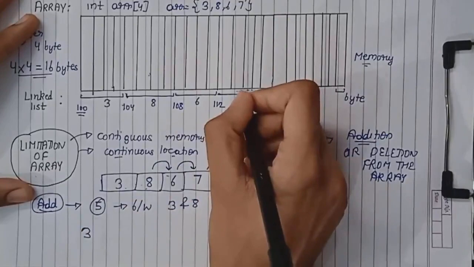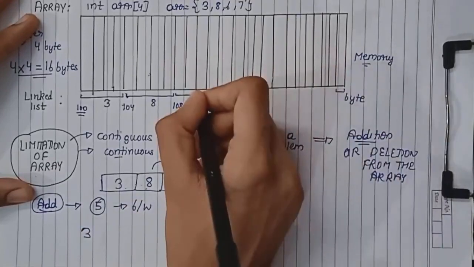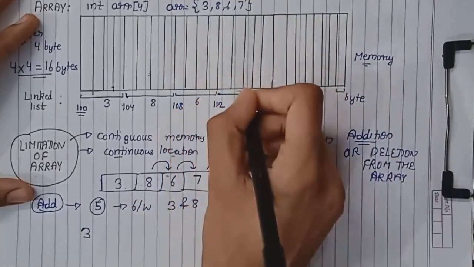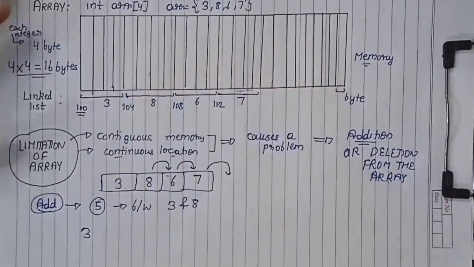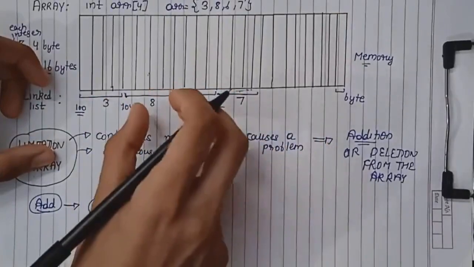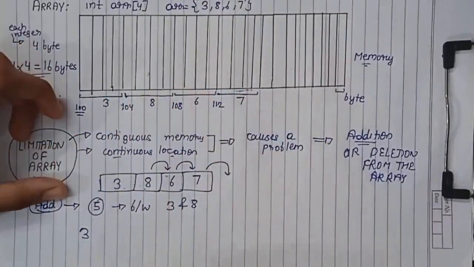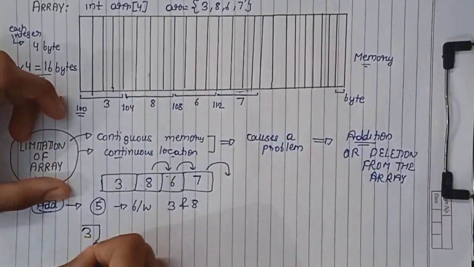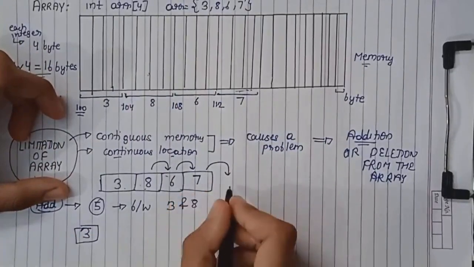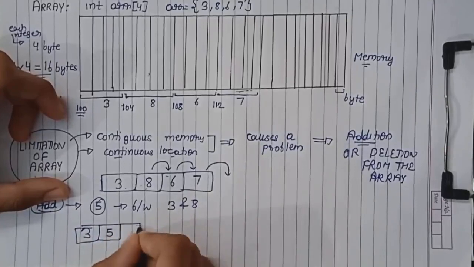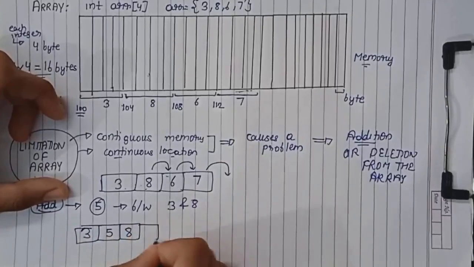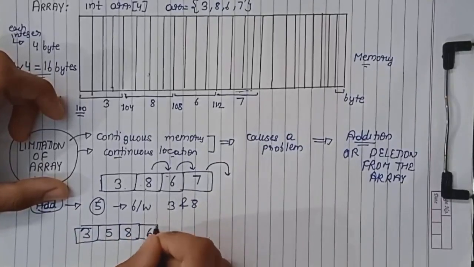That is, this 7 will be shifted this side, this 6 will be shifted to the place of 7, and this 8 will be shifted to the place of 6, and so on if there are more elements between 3 and 8. So what will happen after the shift is done? We will add 5 here, and then 8 will be here, 6 will be here, and 7 will be here.